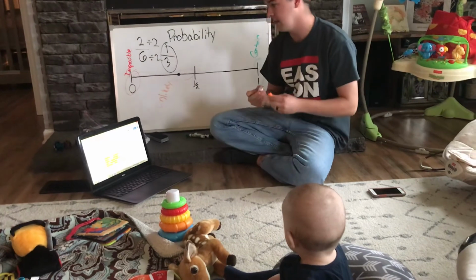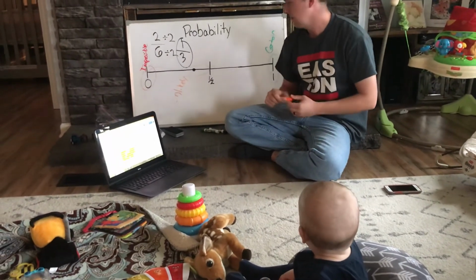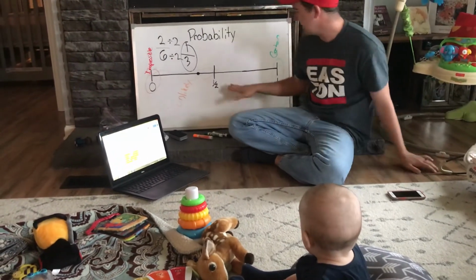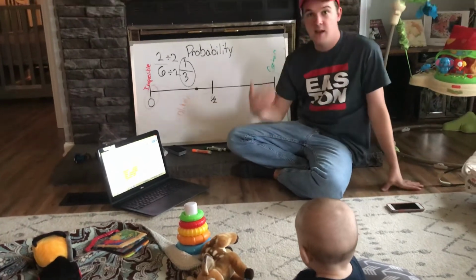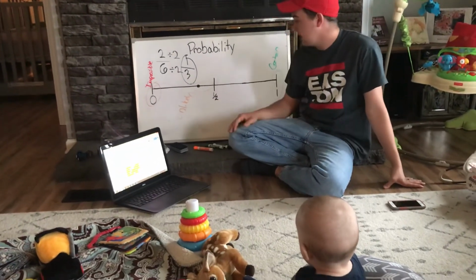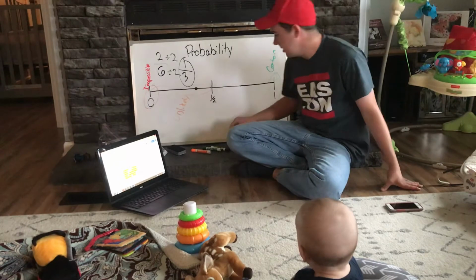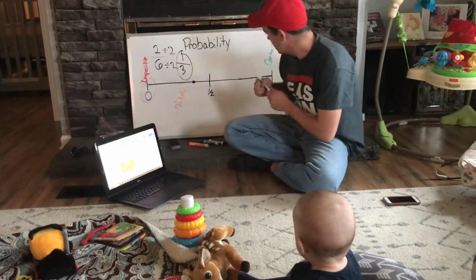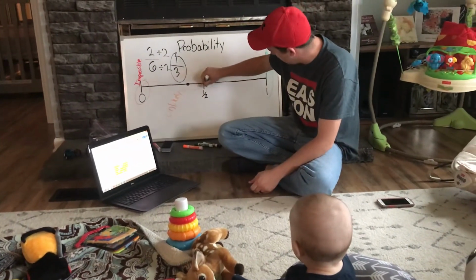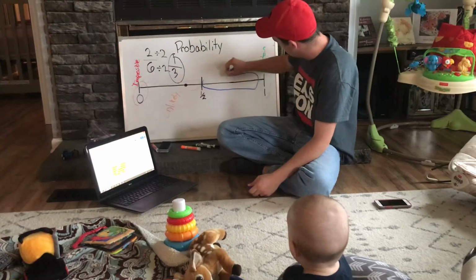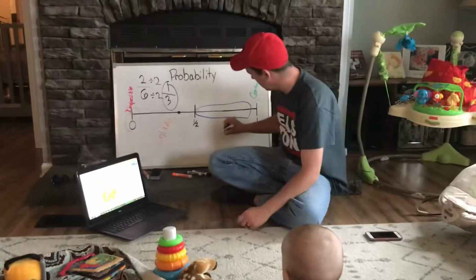So unlikely. Okay? So we're going to talk about this other gray area. It's going to be the opposite. So if we have unlikely here, it's going to be likely here. So anything from right above 1/2 to right before 1, that is going to be likely.